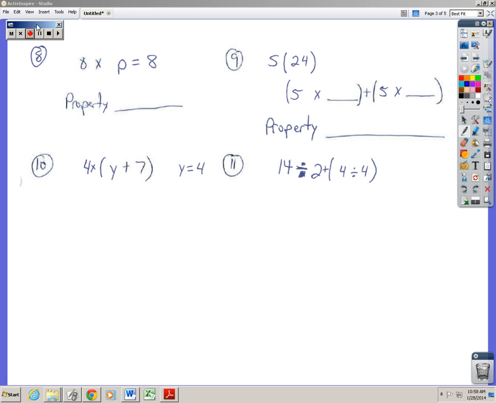Number 8. 8 times p equals 8. Well, obviously that would be a 1, so that is the identity property.